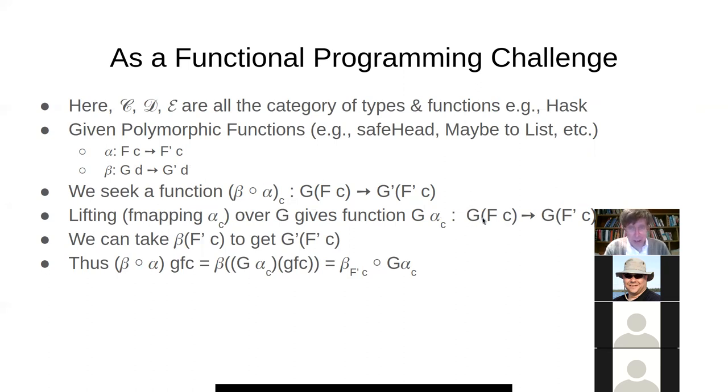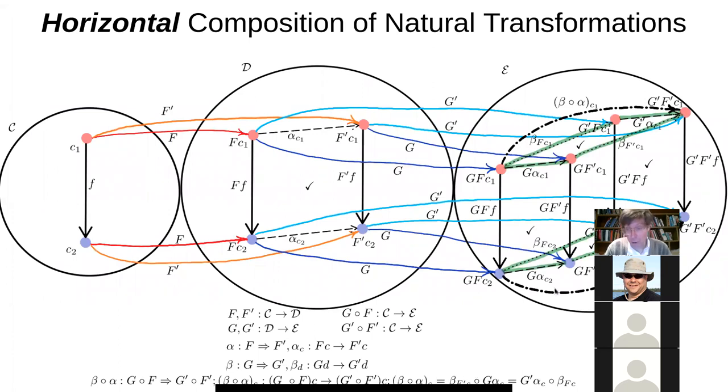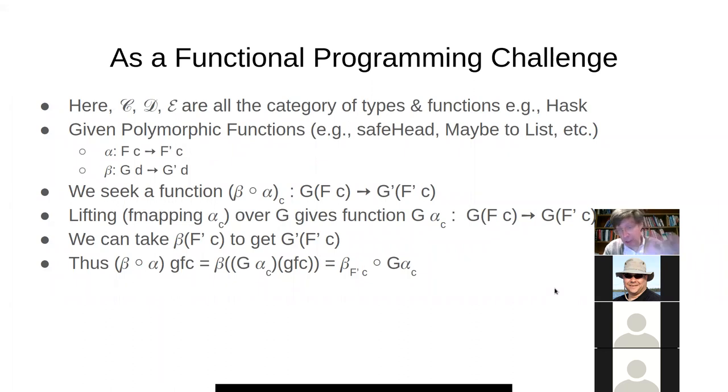But if we lift alpha, we'll get something that takes in a G of F. If we lift alpha with G, if we fmap alpha using G, it'll take a G of F of C, and it will give out a G of F prime of C, but what we want is a G prime of F prime of C. So how are we going to get that? Well, beta gives us a way to go from a G of any old D to a G prime of any old D. So we can take beta of that result to get this. And so by composing them, we get this exact thing that we saw here in this horrible form. So if you saw Bartosz's lecture, that's how he emphasized doing it, and it works quite well.